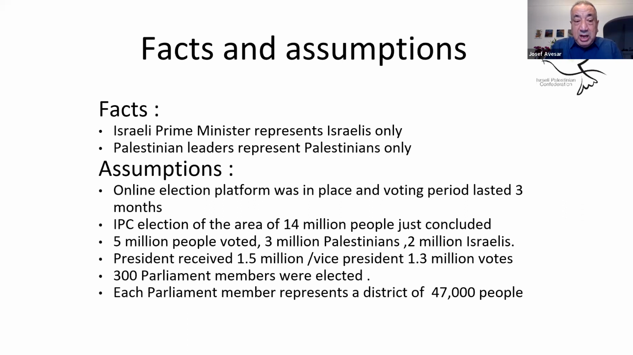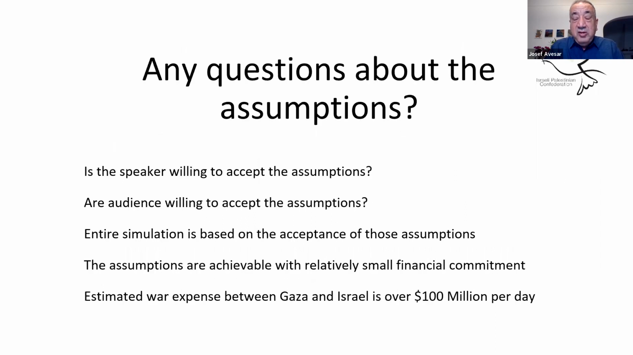I also want you to assume that 300 parliament members were elected in the area of Gaza, Israel, and the West Bank, and that each parliament member represents 47,000 people. So if you divide 14 million by 300, you get about 47,000. So each parliament member represents 47,000 people.